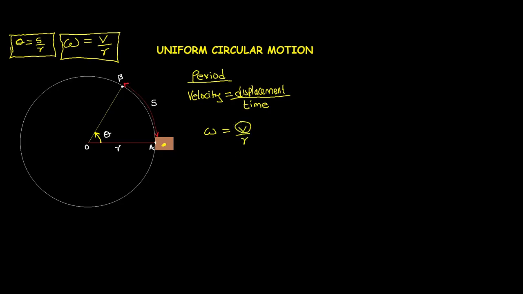So this v will be equal to what? So this v will be equal to omega multiplied by r. So this is the formula of speed. So for you to complete one oscillation is like going a circumference of this, right?